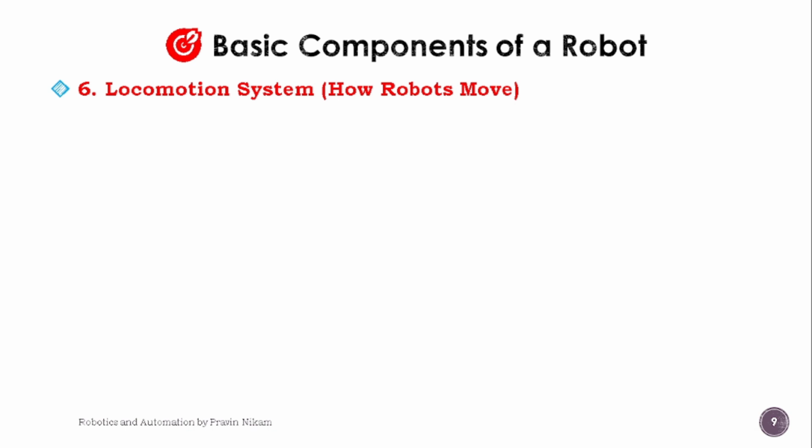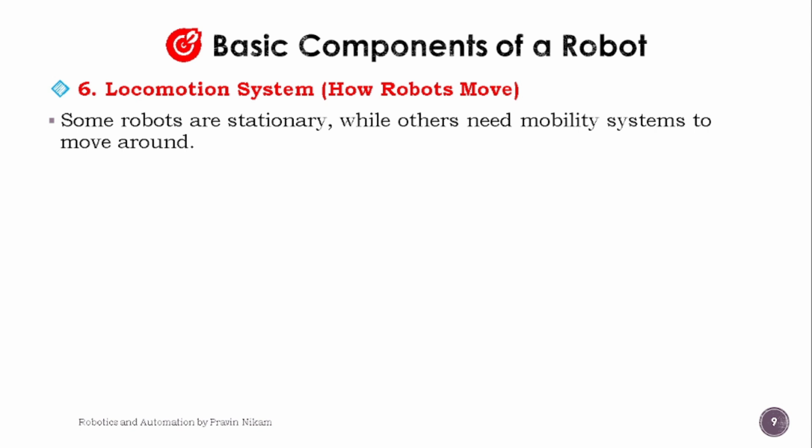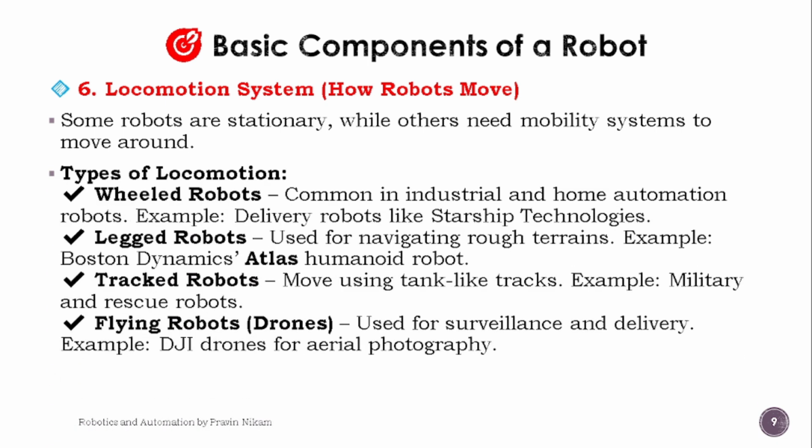Sixth component is the locomotion system, how robots move. Some robots are stationary while others need mobility systems to move around. Types of locomotion. Four types of locomotion are there. First are wheeled robots, common in industrial and home automation robots, for example, delivery robots like Starship Technologies.